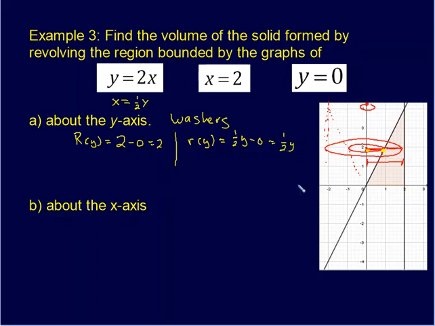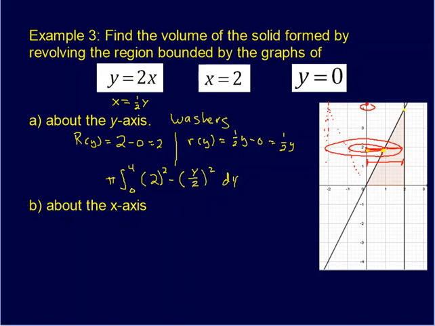And so our washers are going to go in the y direction from 0 to 4, because this is the point 2, 4 up there. So from 0 to 4, the large radius was just the 2, and the small radius was 1/2 y, which you could go ahead and write as y over 2, and then times pi, and this is an integral with respect to y.